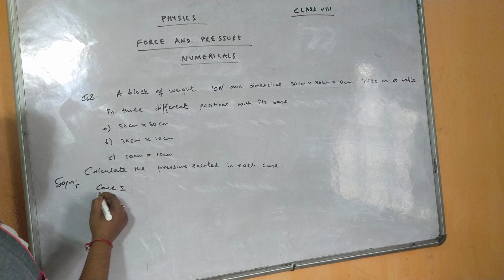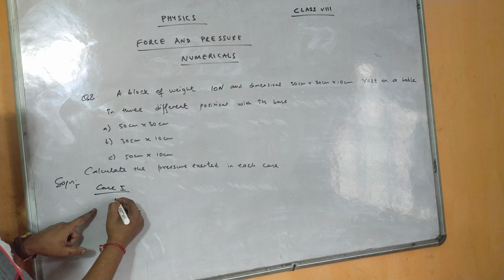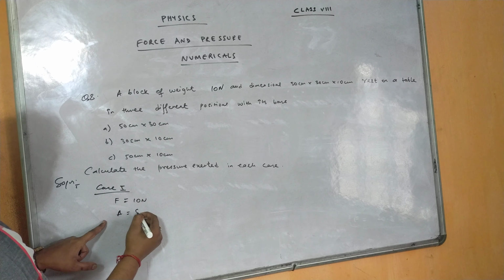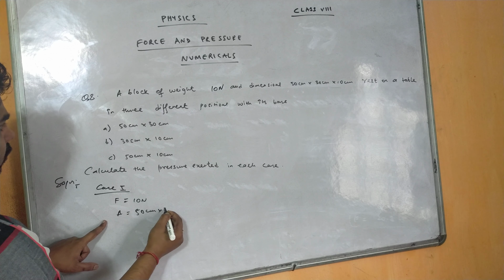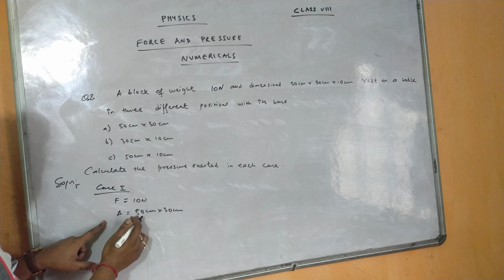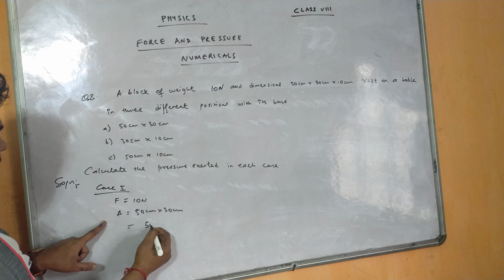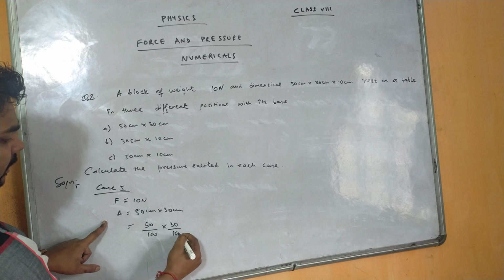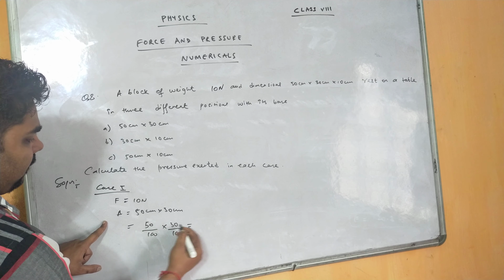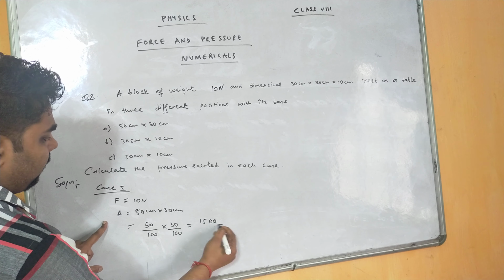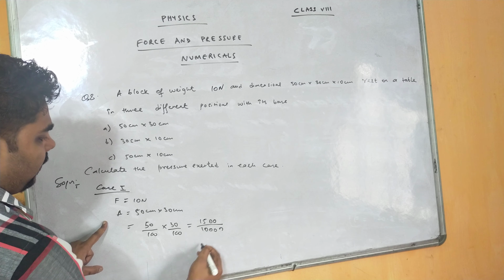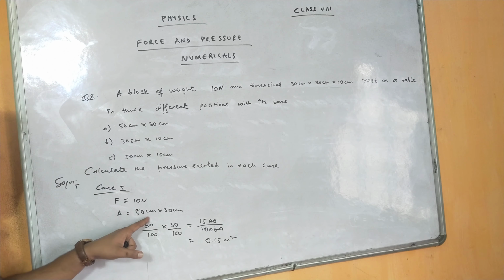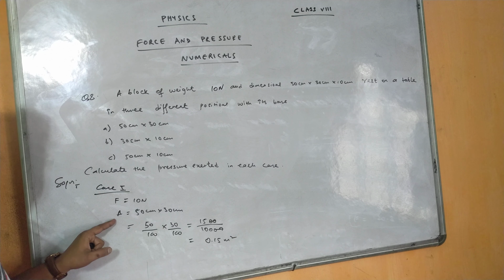Solution, case 1. Force is 10 Newton and the area will be 50 centimeter into 30 centimeter. First we will calculate this. 5 times 3 is 15, and 1 centimeter equals 1 by 100 meter. That means 5 times 3 is 15, with 2 zeros in the numerator and 4 zeros in the denominator. So 2 zeros and 2 zeros get cancelled, giving 0.15 meter square. So centimeter square we need to convert to meter square. Now we know area, we know force.